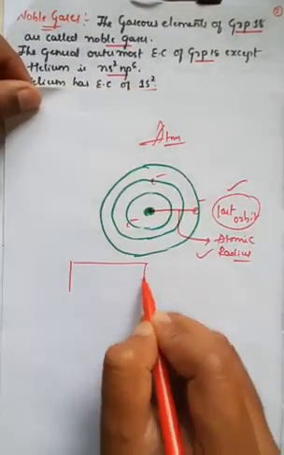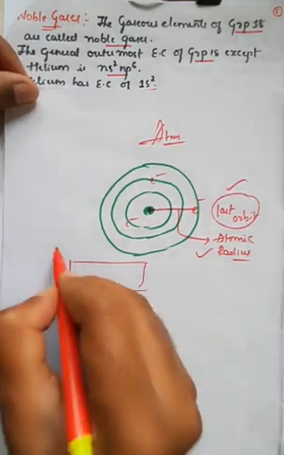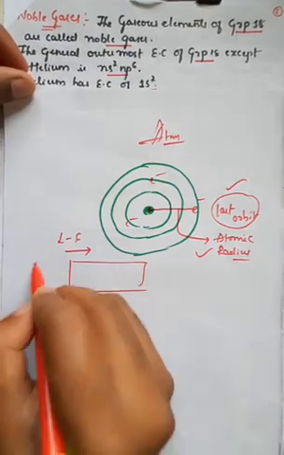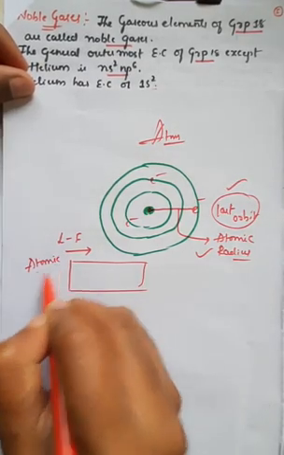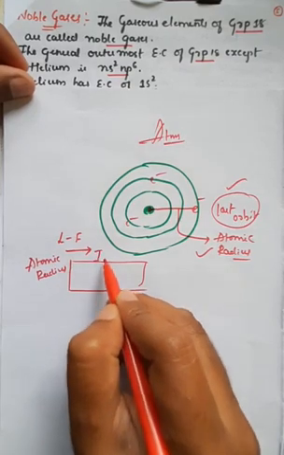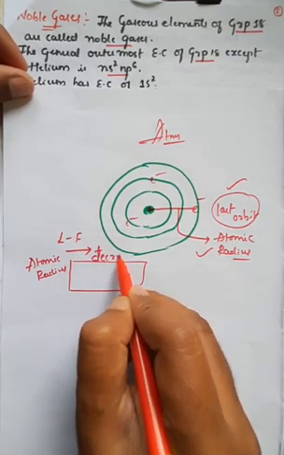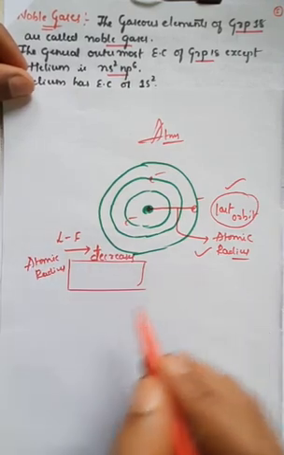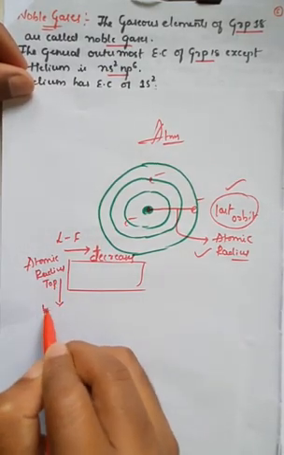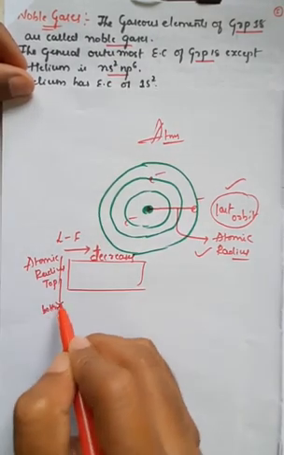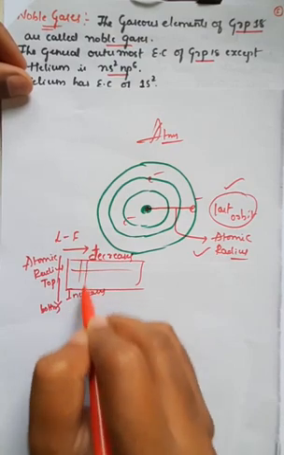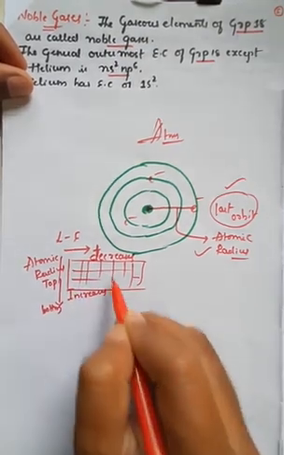if you consider this as a periodic chart or periodic table, if you go from left to right, what happens to the atomic radii? The atomic radius goes on decreasing from left to right, but from top to bottom it goes on increasing. The periodic table consists of different elements, and here what happens?